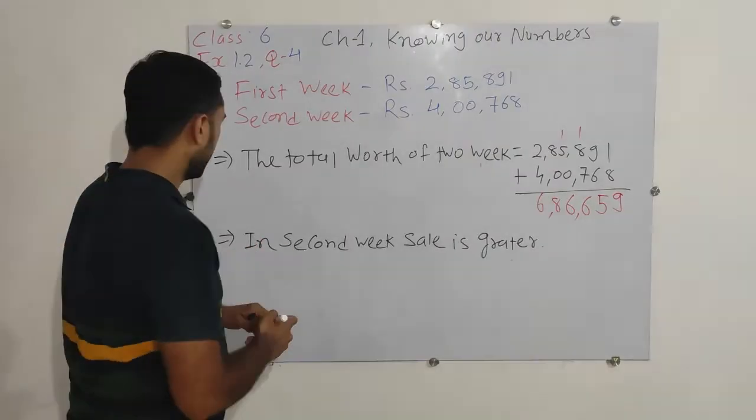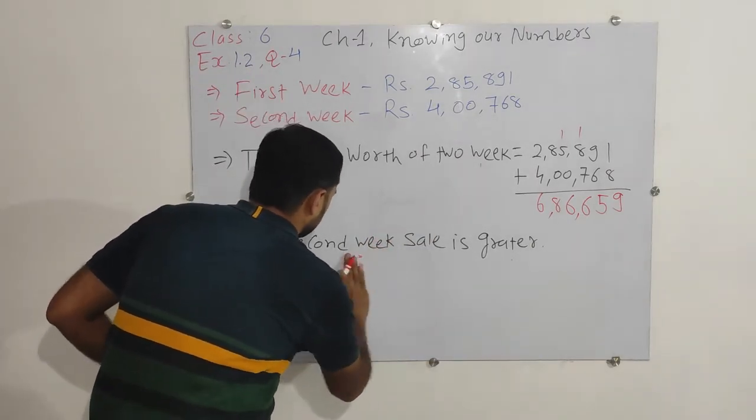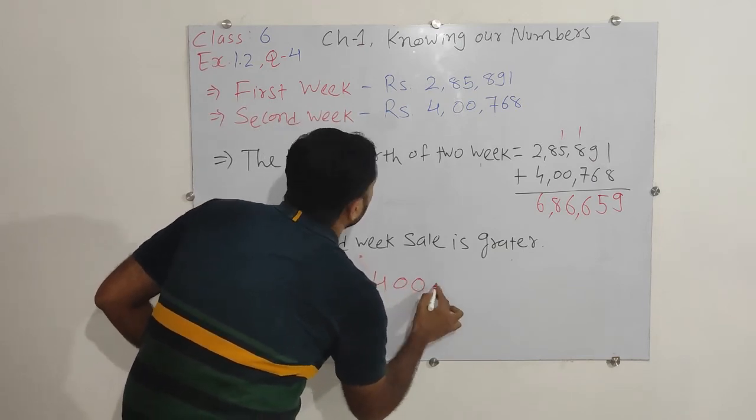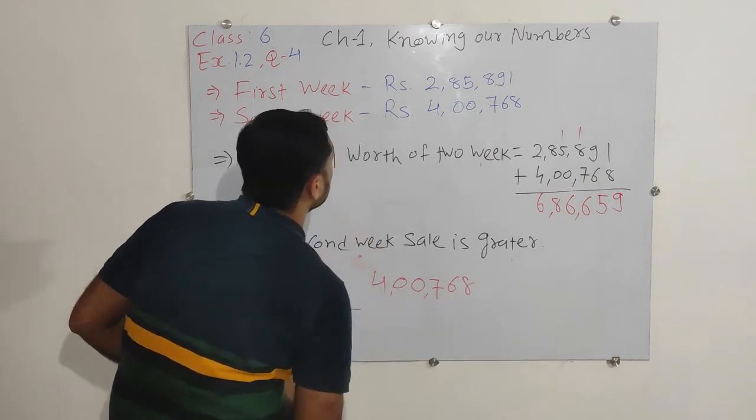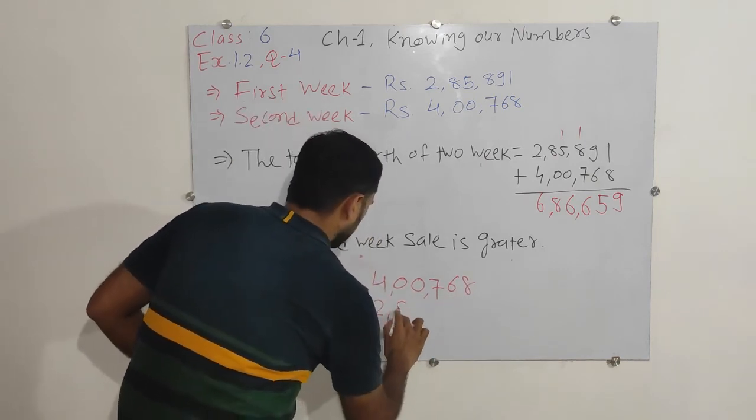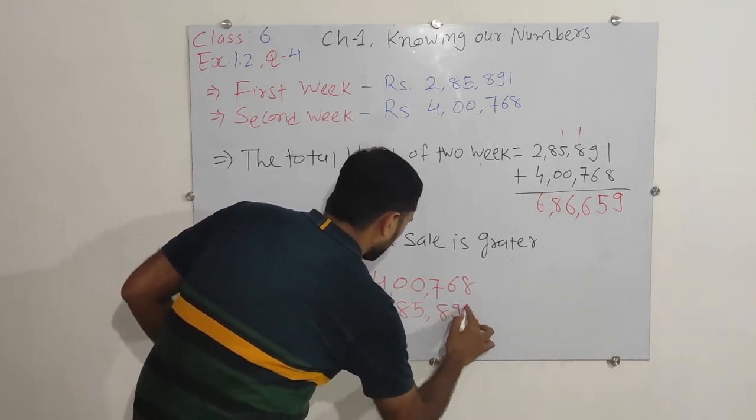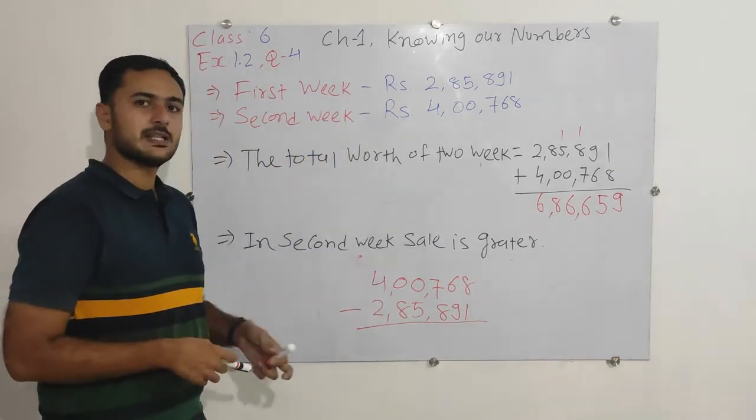So now how will we do that? That is simply here 4,00,768 minus 2,85,891. Okay, we have to just calculate this. So we will subtract that.